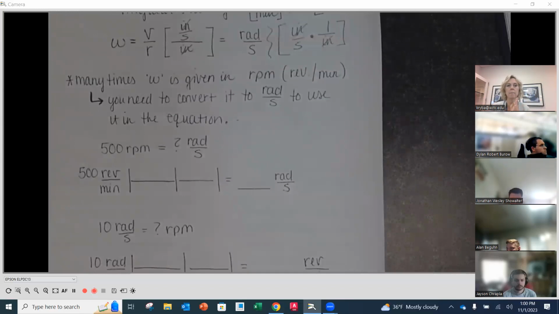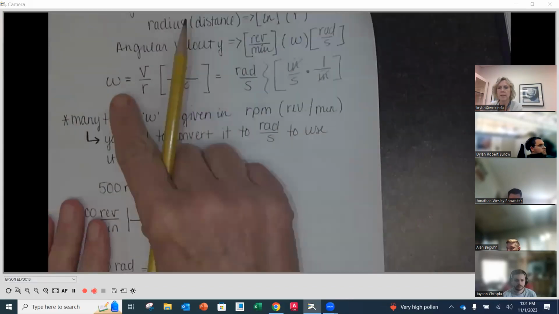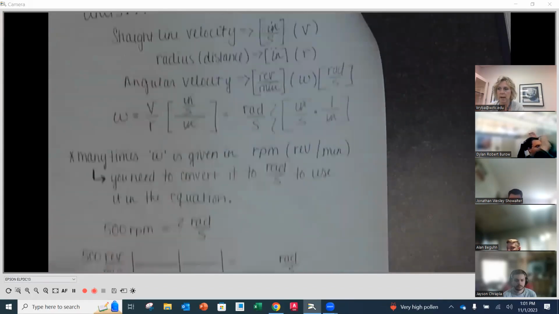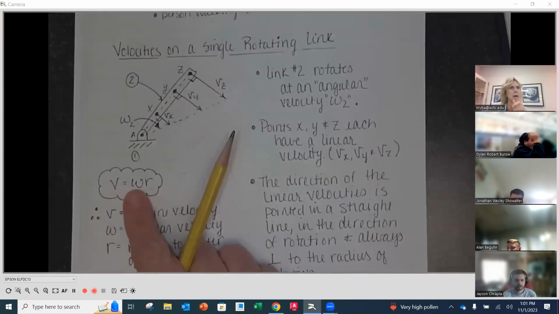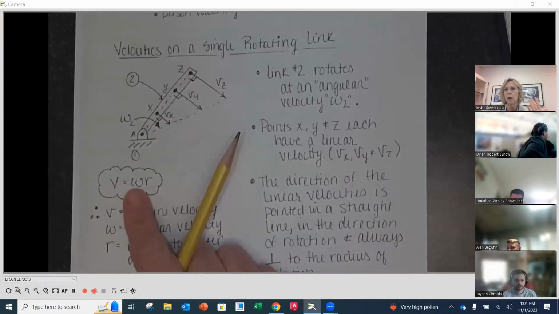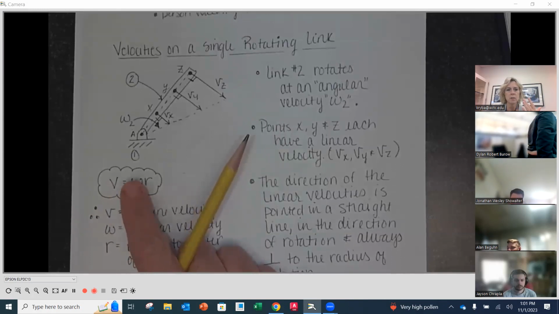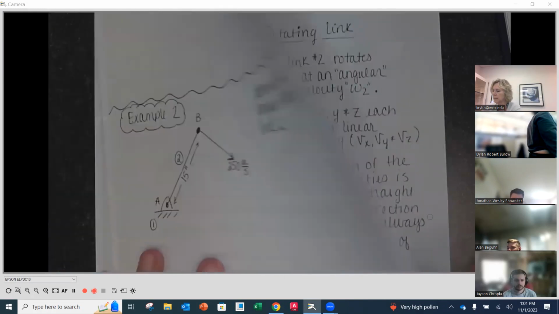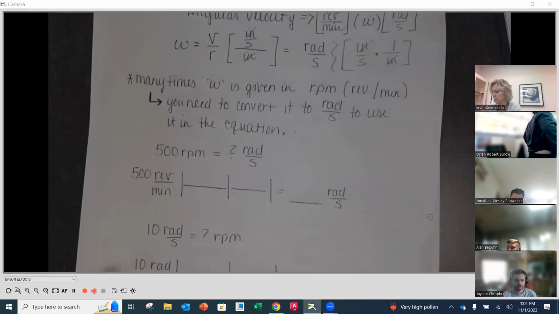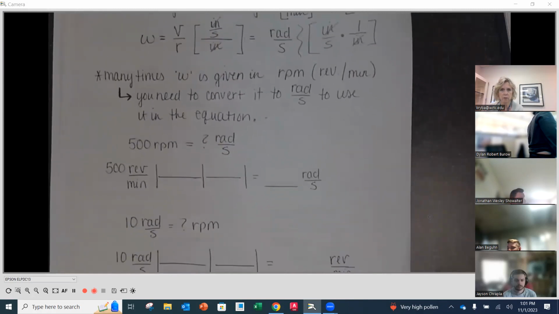Many times our W is going to be given to us in RPMs, or revolutions per minute. We need to convert it to radians per second so that we can put it into this equation or get it out. If we're solving for a velocity, for instance, and our problem says that our link is moving at 200 RPMs, we can't use that 200 RPMs here. We have to convert it into radians per second before we use it in here.